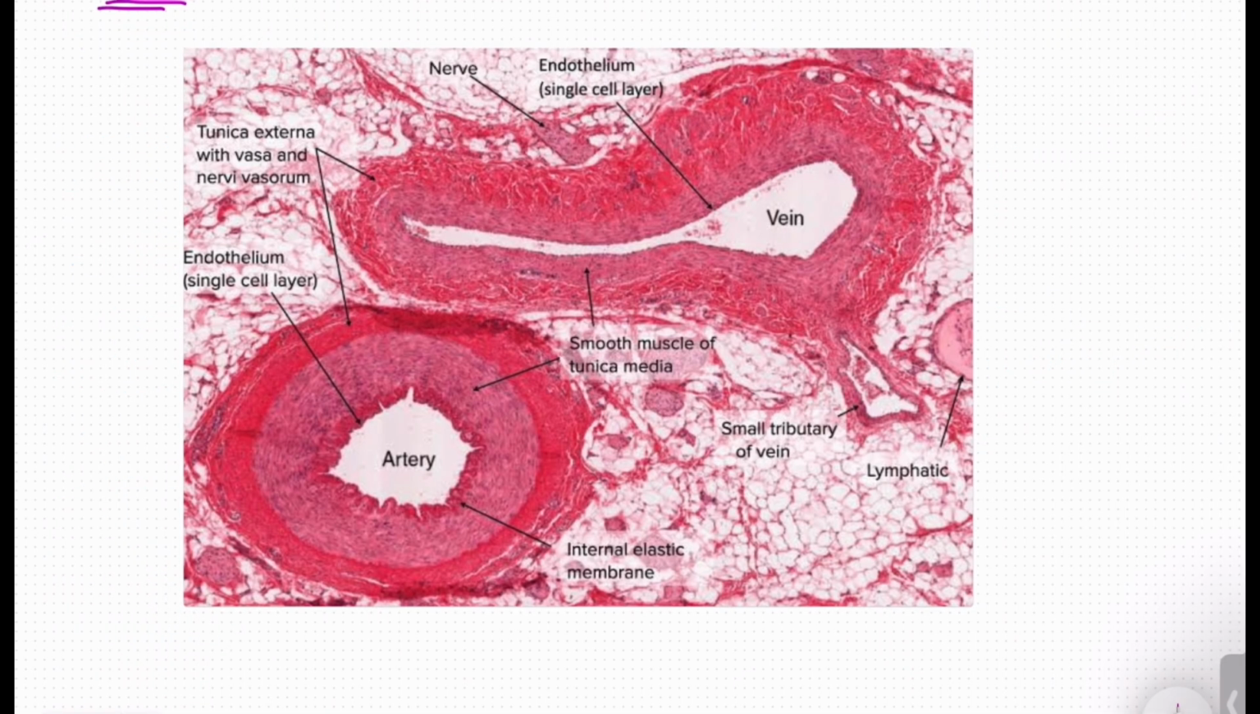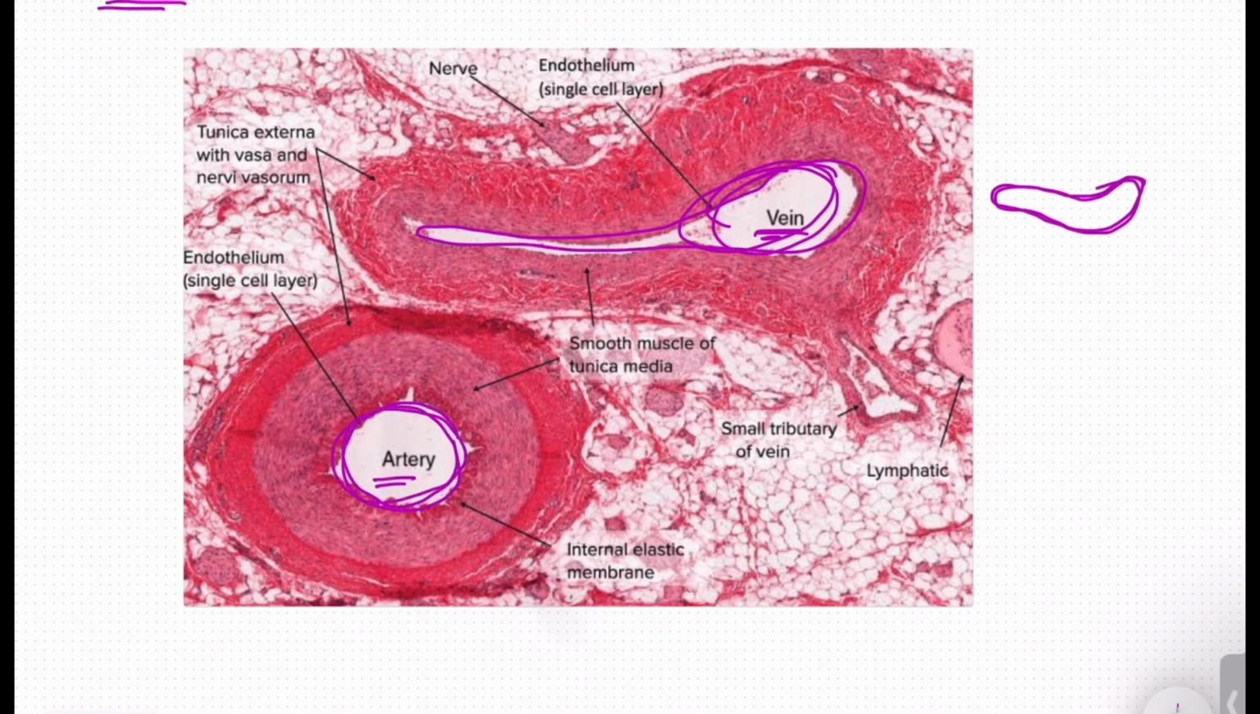Compare the structure of vein and artery. The vein is very flexible and stretchy, and it has a narrow lumen. Whereas arteries are not stretchy. They have a constant lumen. The artery has a wider lumen. Then you can see there is endothelium in the vein, then the nerve also, then tunica externa and vasa vasorum and endothelium.